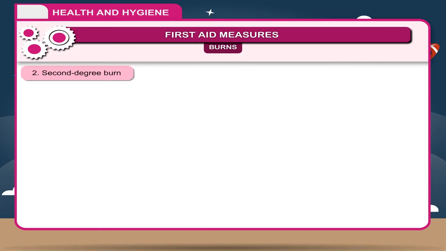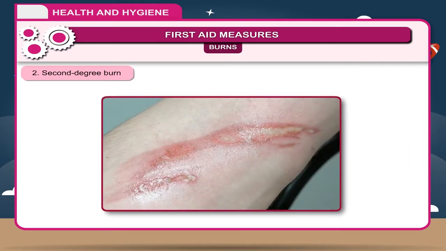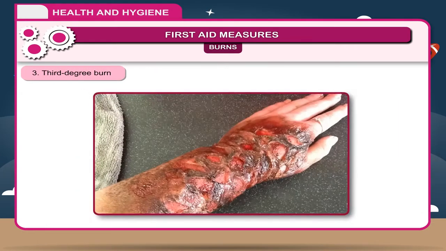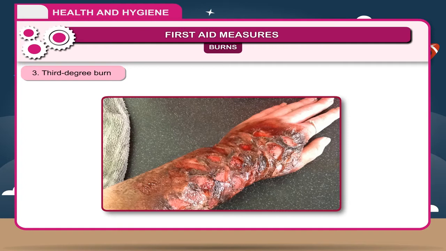2. Second-degree burn. This type of burn extends beneath the surface of the skin and causes blistering and severe pain. 3. Third-degree burn. It causes charring and destruction of the cell-producing layer of skin. Severe burns cause shock and loss of body fluids. A person suffering from third-degree burns should be hospitalized as soon as possible.